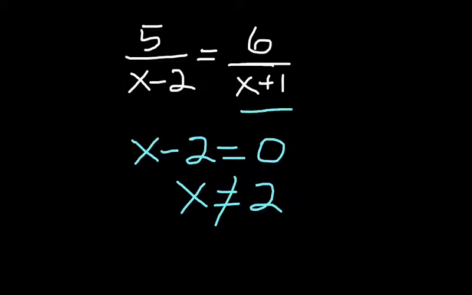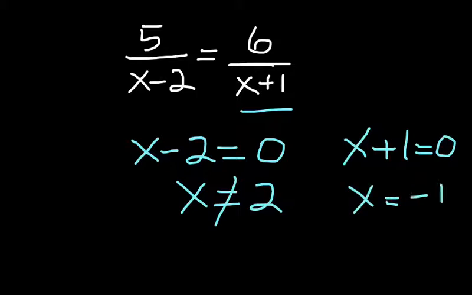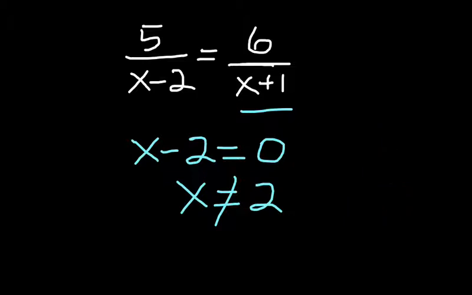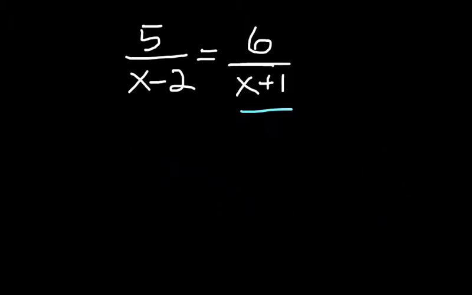Also, we notice in the second fraction, if x plus 1 is equal to 0, that would also cause an illegal function in math. That would mean that x equals negative 1 would cause that to equal 0. So x cannot be equal to negative 1. So our two domain restrictions are x cannot equal 2 and x cannot equal negative 1. As long as we don't get either of those values for our answers, then everything will be okay. So now, keeping that in the back of our mind, let's go ahead and solve this problem.